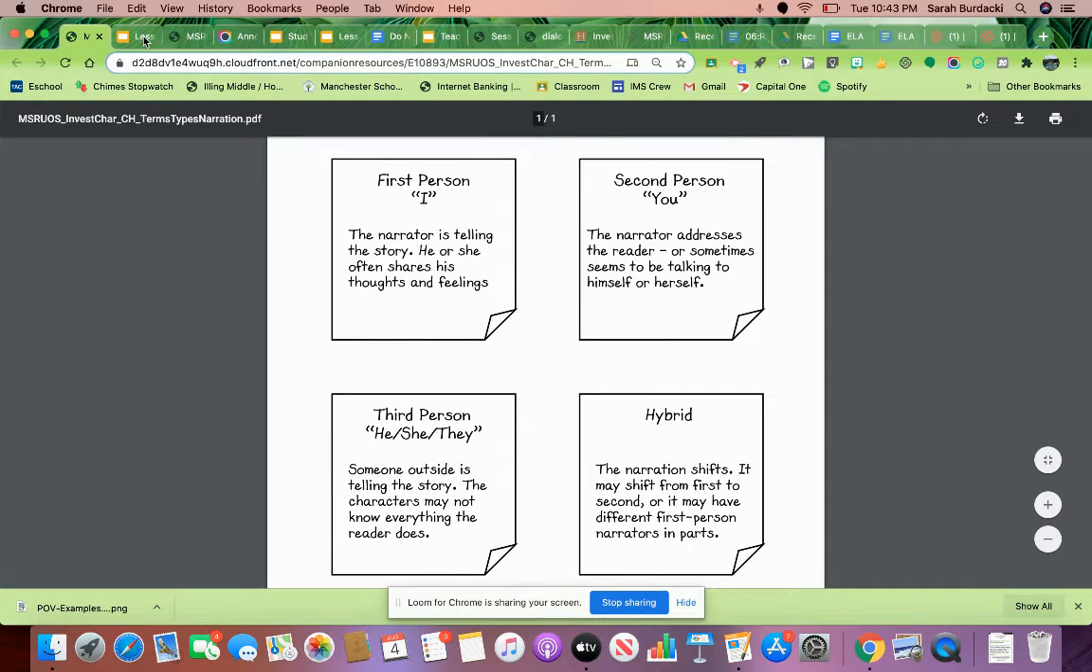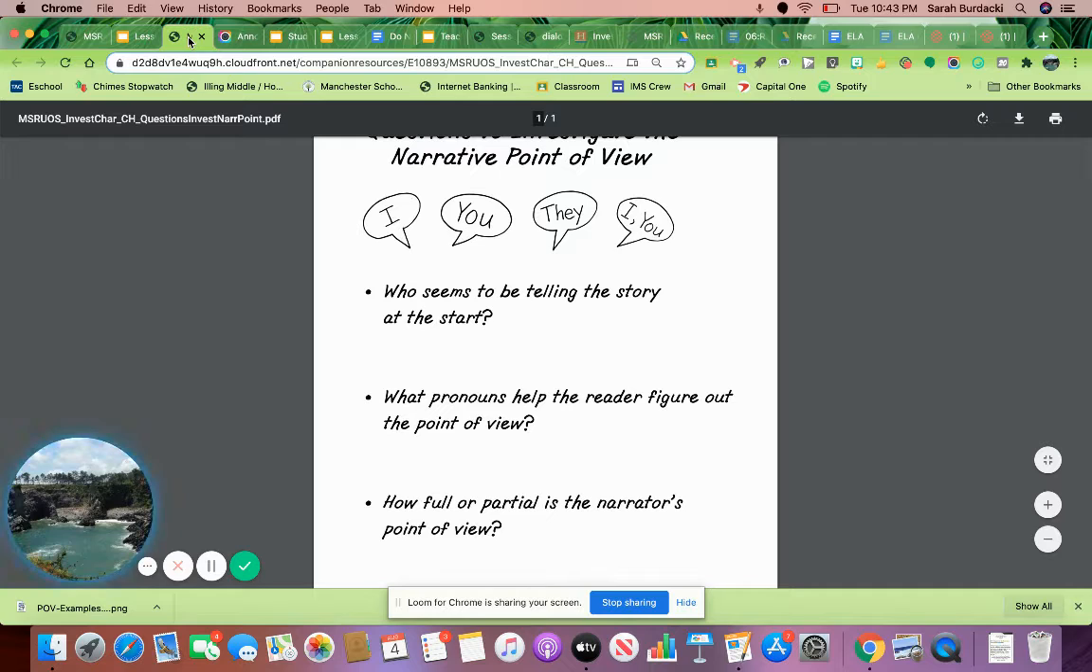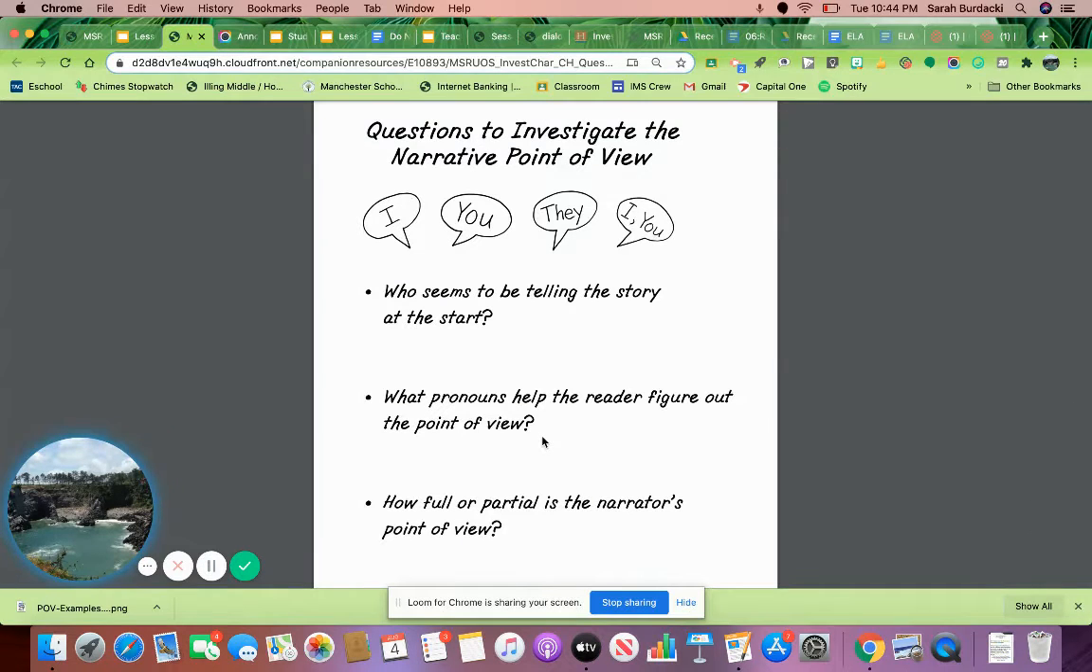Okay, so in order to figure out what your story's point of view is, you need to ask yourself three important questions. And those are, who seems to be telling the story at the start? What pronouns help the reader figure out the point of view? And how full or partial is the narrator's point of view? I think the first two will be easy for you, but the third one might be a little bit tricky. So we'll spend a little bit of time on that.